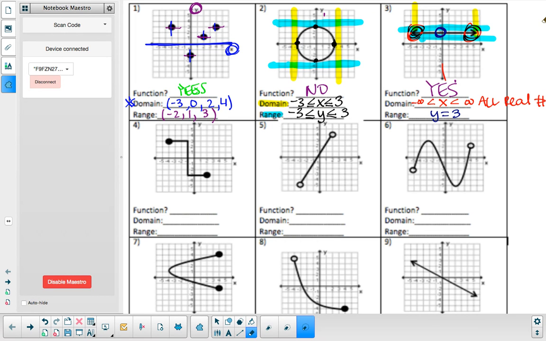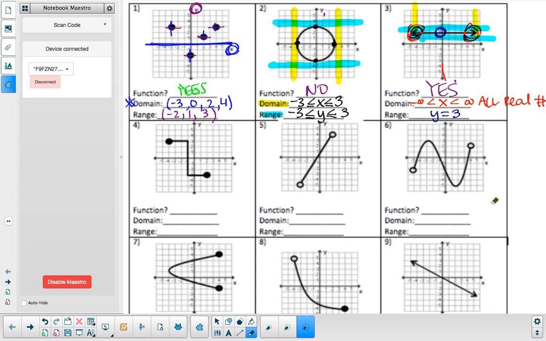There is no other value that fits in this range, only where y is equal to 3. Okay, so that one's kind of weird. All right, let's do a couple more, and then I will let you do the rest on your own.